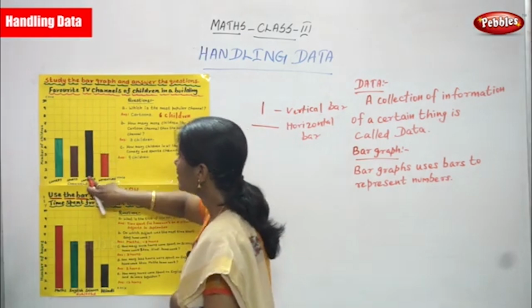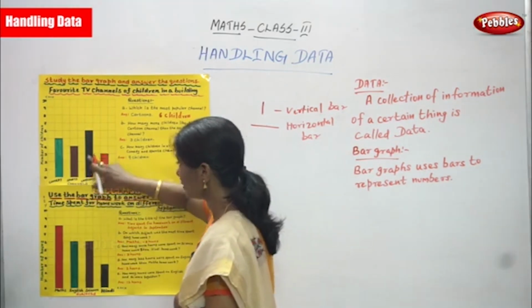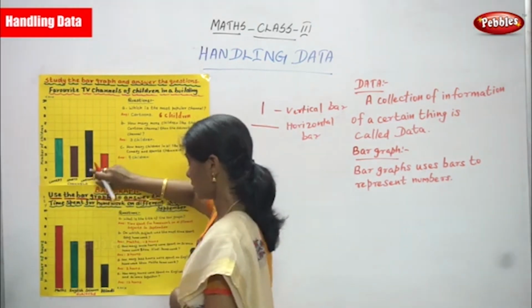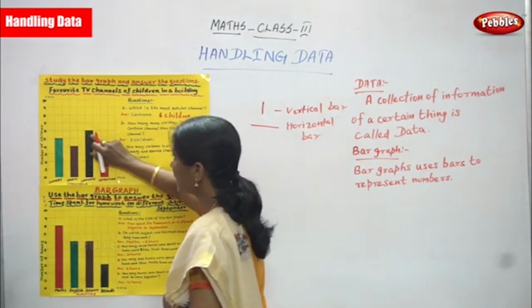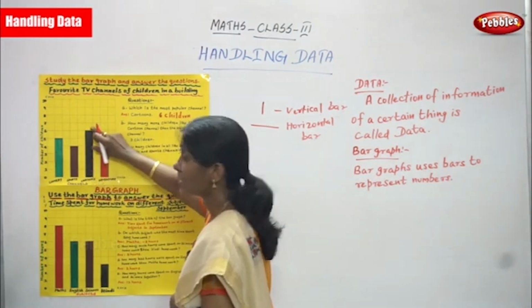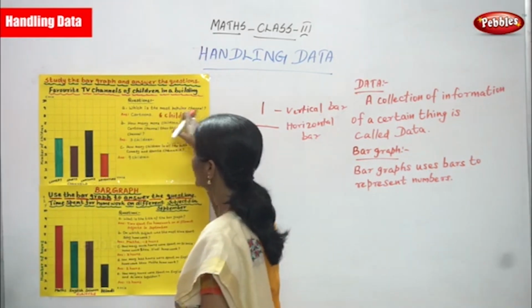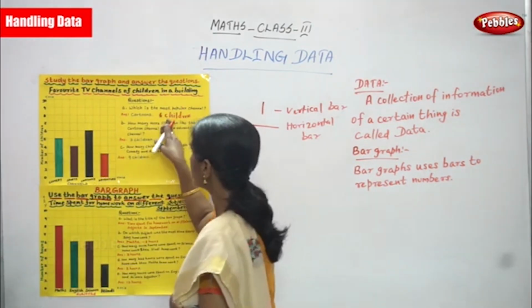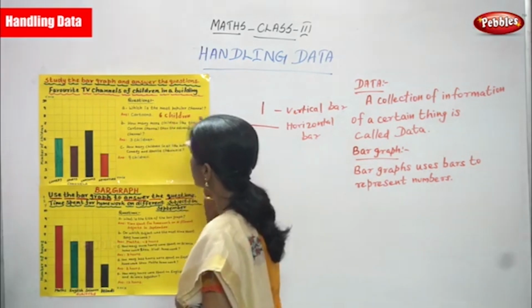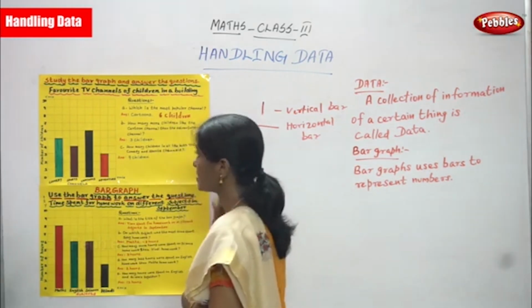This cartoon channel, I have given black color, and this vertical bar is the highest bar. So you have to consider that the most popular channel is the cartoon channel. The number of children who watch this channel is 6.